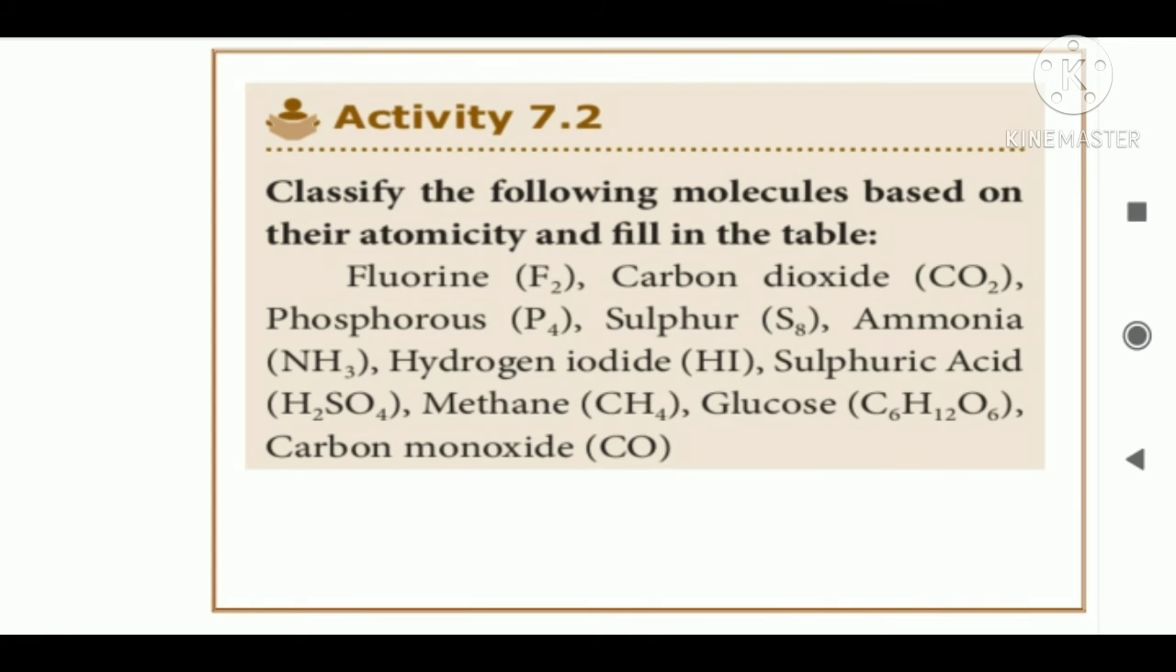Identify the following molecules based on their atomicity and fill in the table. Atomicity is nothing but the number attached below the atoms. Suppose in fluorine, F2, the 2 is attached below the atom, so the atomicity is 2. That is a homodiatomic molecule, because homo means same. The fluorine is attached to the same fluorine, so that is an example of a homodiatomic molecule.